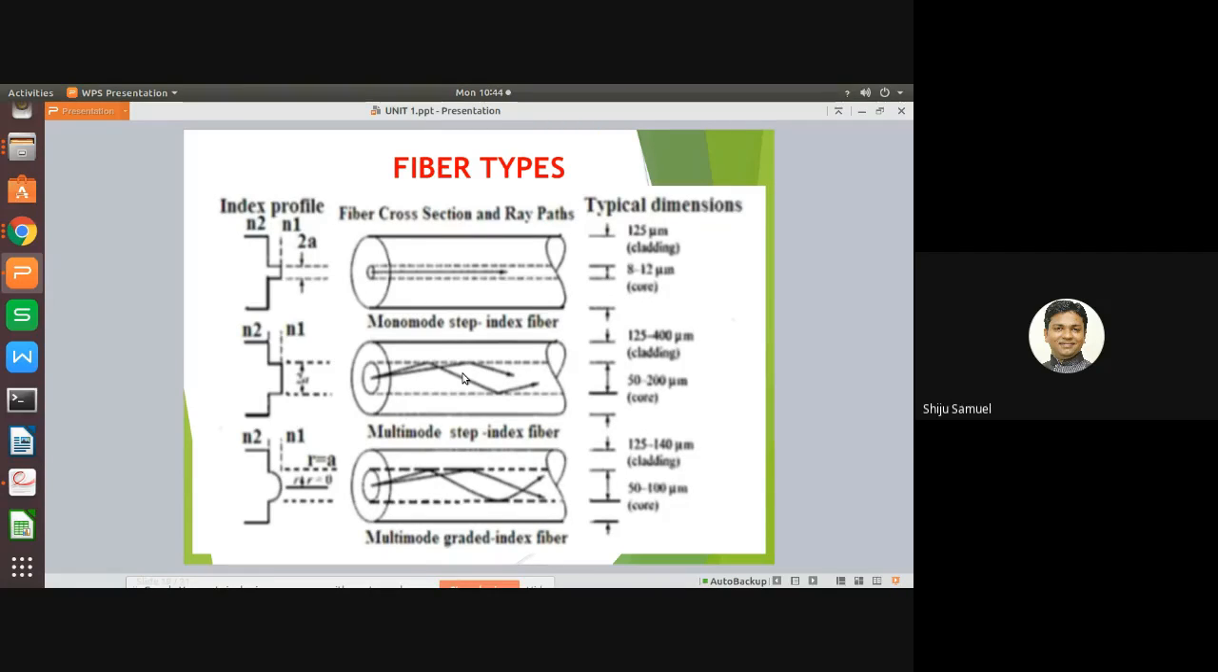Now you can observe or compare the first diagram, the monomode step index fiber, and the second diagram, the multi-mode step index fiber, the second type that comes under the step index fiber. Now if you are observing here, the core diameter has increased. Initially in the monomode step index fiber, the core diameter was just 8 to 12 micrometer. Now the core diameter varies. Core diameter is around 50 to 200 micrometer.